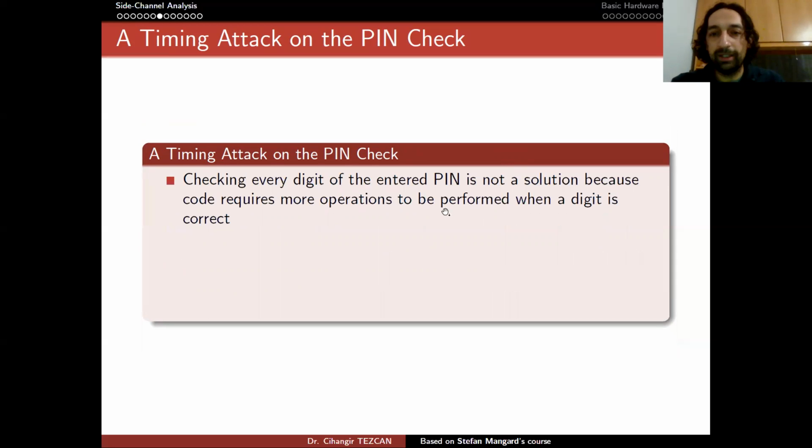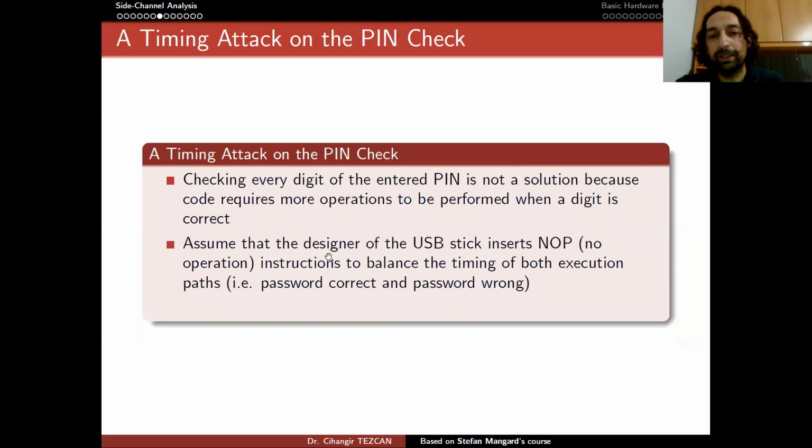Checking every digit of the entered pin is not a solution, because the code requires more operations to be performed when a digit is correct. So assume that the designer of the USB stick inserts NOP instructions to balance the timing of both execution paths. NOP is no operation. So even if the first digit is incorrect, it performs a NOP, so it takes the same time. So it doesn't matter in this case if the password is correct or not. Whether the first digit is correct or not doesn't matter. The timing will be the same.